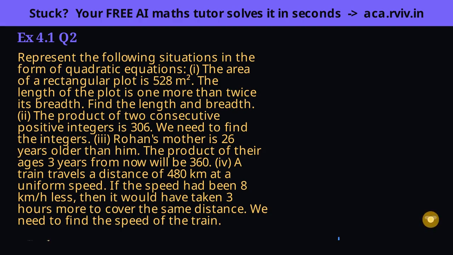Collect the cues we just met: area, product, consecutive, and speed with a time change, each quietly force an unknown up to power 2. Recognizing these signals lets you form the quadratic on sight, half the battle in every word problem.